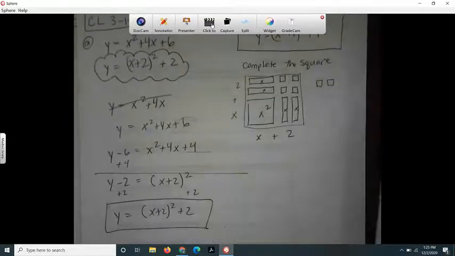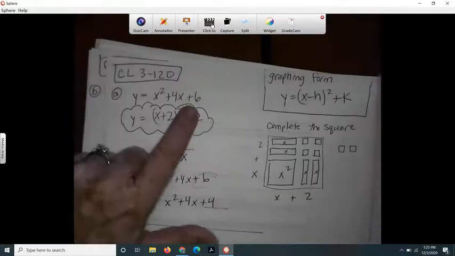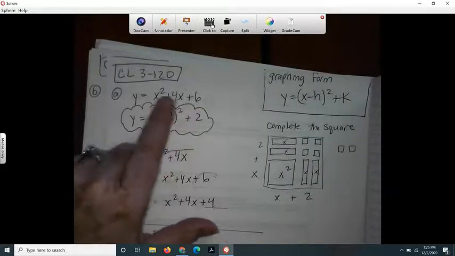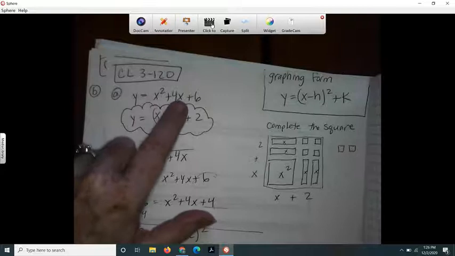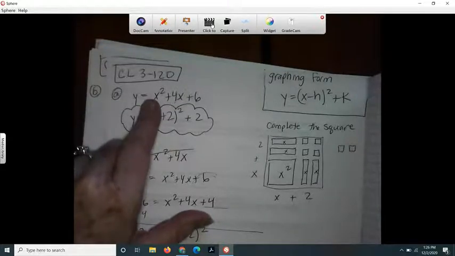And then what's an intercept? Well, you can just look right here. If I plug in 0, because the y-intercept will happen when x equals 0, then I get a y-intercept at 6.